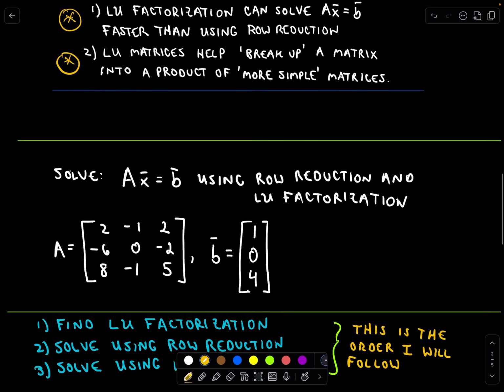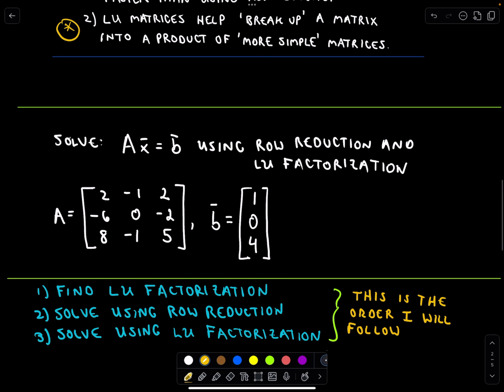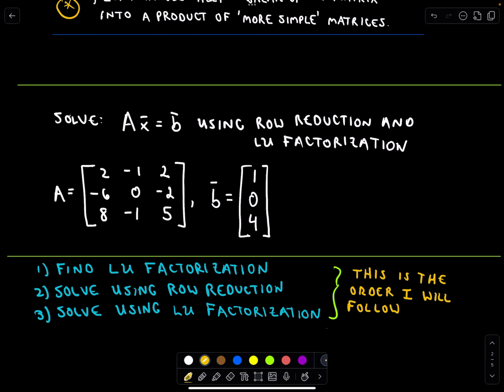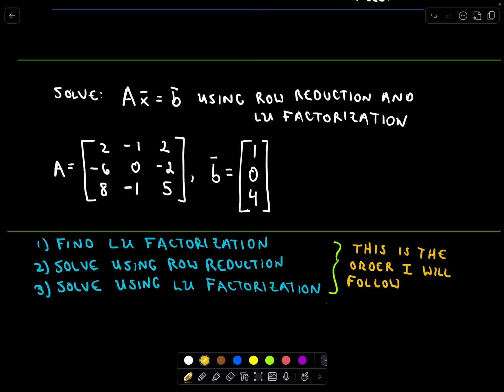Okay, so to do this, let's just solve a basic one just to get a sense of how we do it. And again, this one won't be the most difficult one in the world, but I think it's a good place to start. So we're going to solve this equation AX equals B using row reduction and LU factorization. Here we have our matrix A, and there we have our vector B, and we're trying to figure out what X equals.